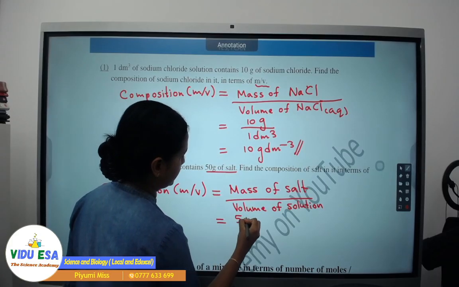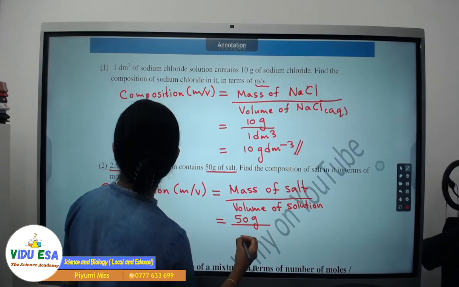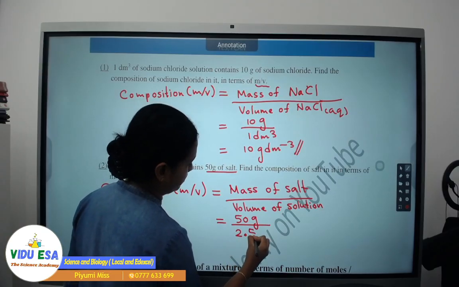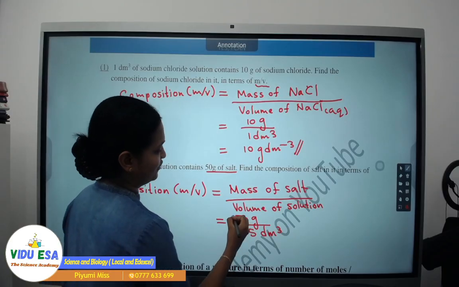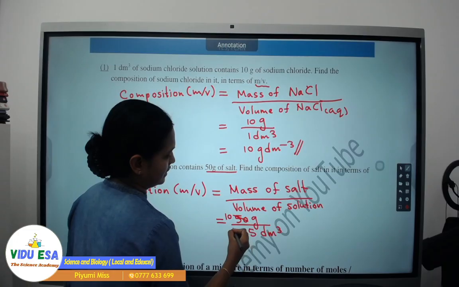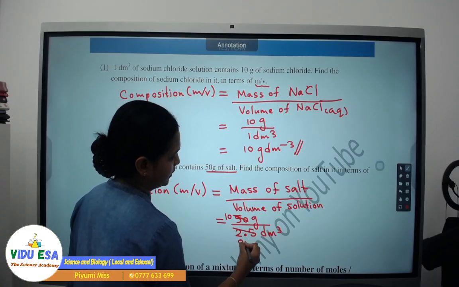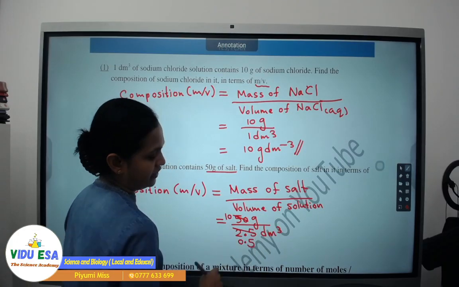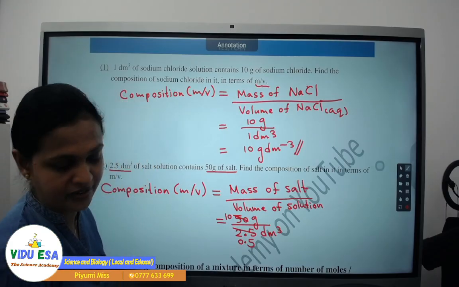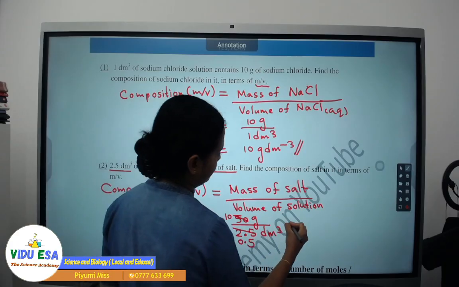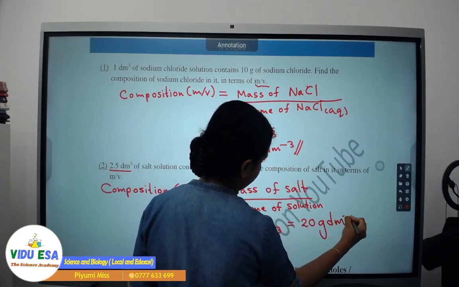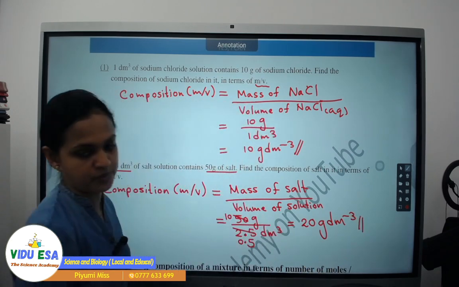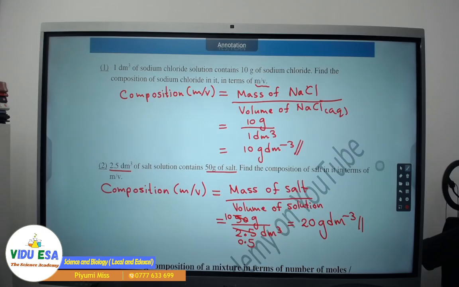So it is 50 grams divided by 2.5 cubic decimeters, right? And 100 divided by 5, that is 20 grams per cubic decimeter.